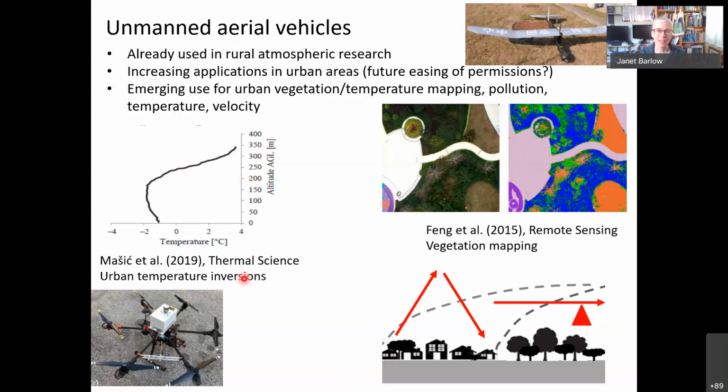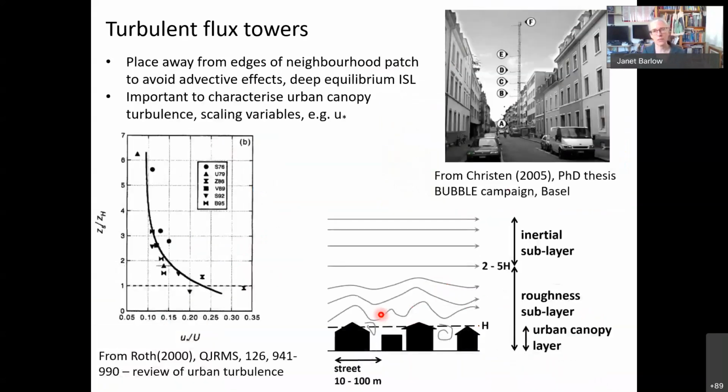So they can be tricky to deploy in urban areas, and we look to whether there might be future easing of permissions as to where we can fly them. So this is a very interesting technology. Now, coming down to the ground, where we're a bit more familiar with these flux towers, the famous BUBBLE experiment that Andreas and others conducted.